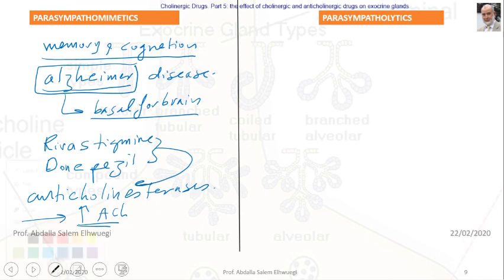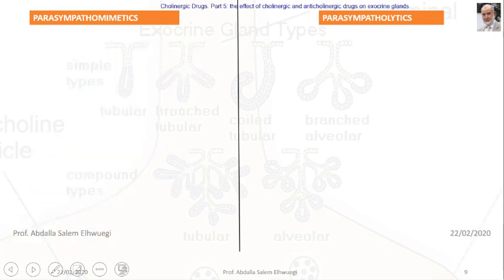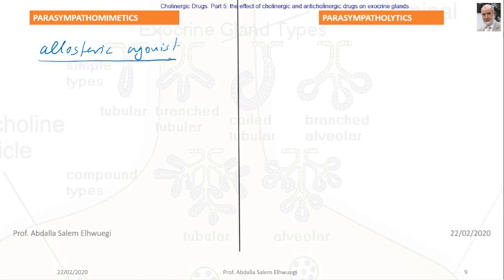Maybe in the next few years we will see the development of allosteric cholinergic agonists. There are now many drugs under clinical trial for their use in Alzheimer disease. It may take years before these drugs are introduced into the market. Okay, so these are cholinomimetics. They are used in treatment of Alzheimer disease.